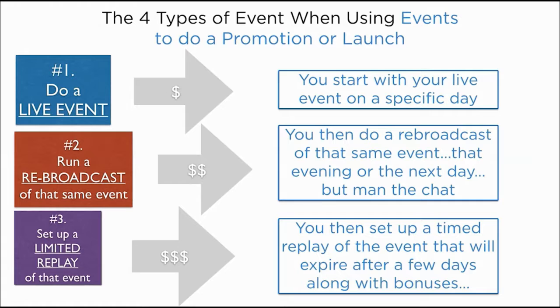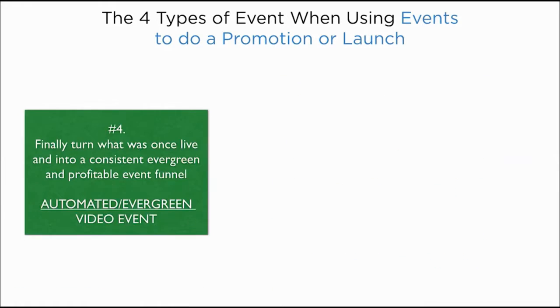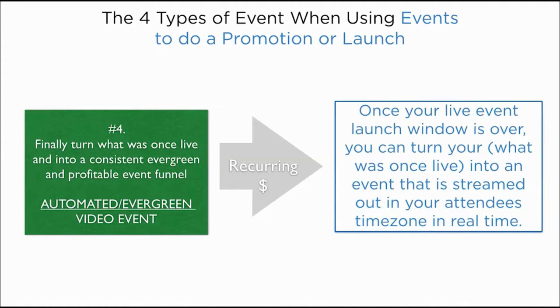What do you do now? Well, as soon as this event is over, what you can do is then put this into a solution that will create a recurring income consistently. And to do that, you would turn what was once live into an automated evergreen webinar event. And the cool thing about the automated evergreen event is that now you're going to stream it out, the event, in your attendee's own time zone. Because by doing so, you can get more leads and more sales coming through automatically.